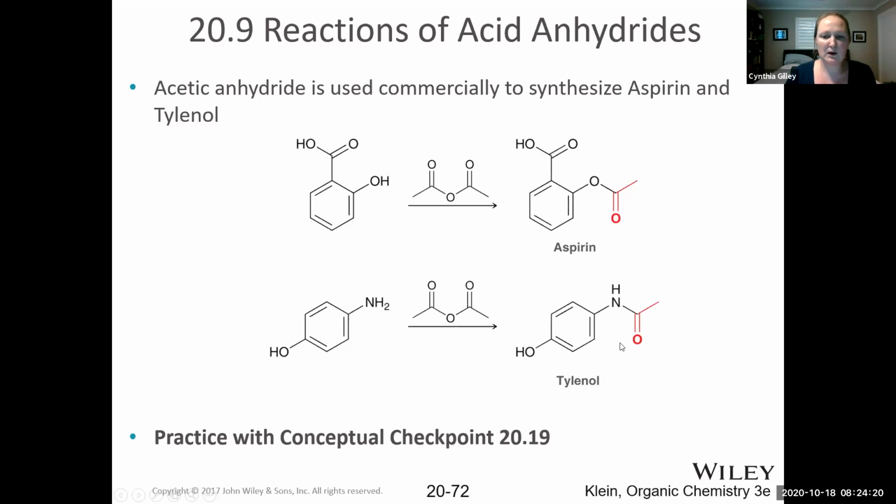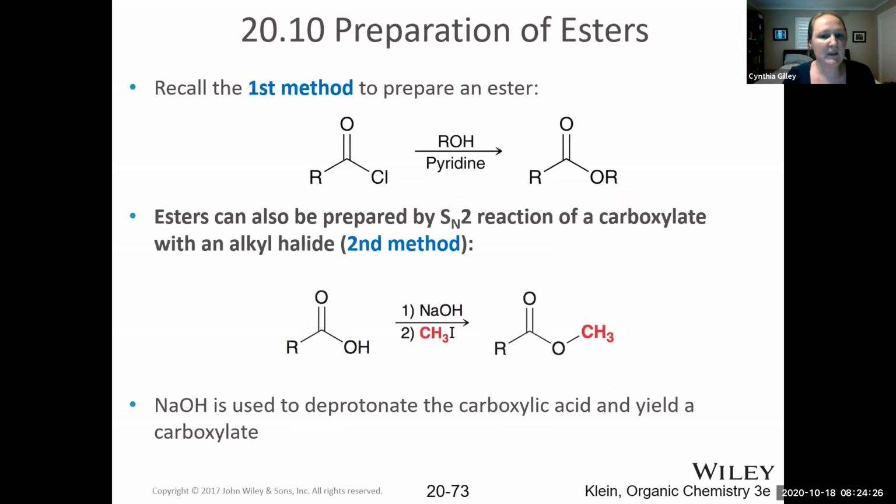Practice some more with book problems and conceptual checkpoint 20.19. Okay, so recall that previously we learned a method to produce an ester, and that was when we were talking about reactions of acid chlorides. We learned that acid chlorides react with alcohols in the presence of pyridine to mop up HCl to form an ester. There are other ways to produce an ester.